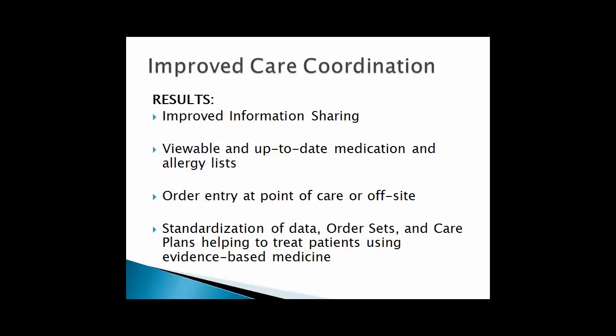So again, on the topic of improved care coordination, we just discussed what the issues were. Now some of the results due to having an EMR are improved information sharing. It's viewable and up-to-date medication and allergy lists. We also have order entry at point of care or off-site. Like I mentioned earlier, a physician can order a test or a lab from their living room or from the golf course.